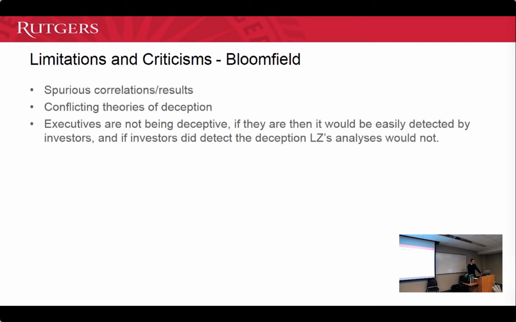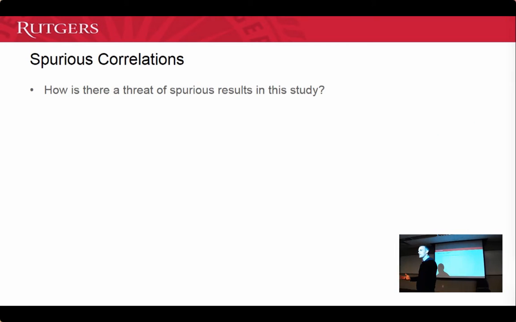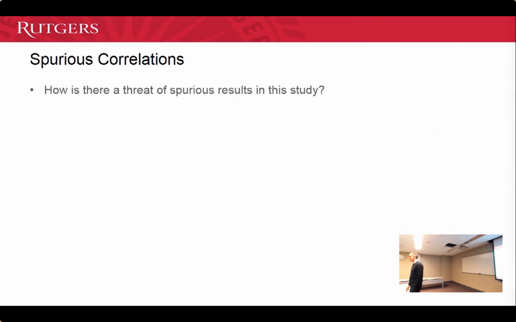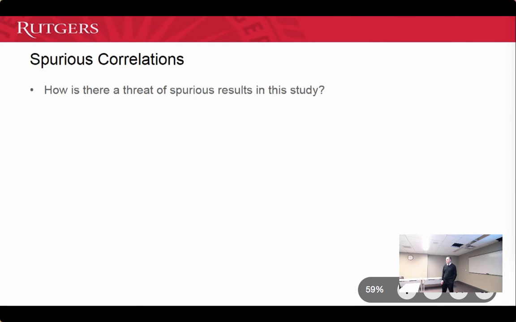So conflicting theories of deception, executives. All right, let's go through this. How is there a threat of spurious results in this study? Well, after what I told you, what would you say? It's basically what I just told you, but do you want to restate it? Go ahead. If there is a spurious correlation, of course, you couldn't find any result based on your statistic, because the distribution is not right. Not the t-distribution, or some other, or maybe no distribution because there's no relationship.